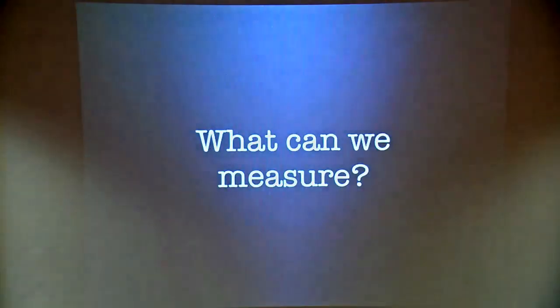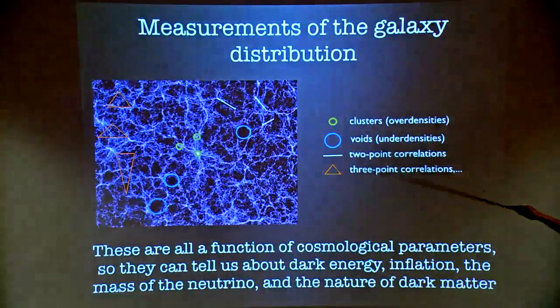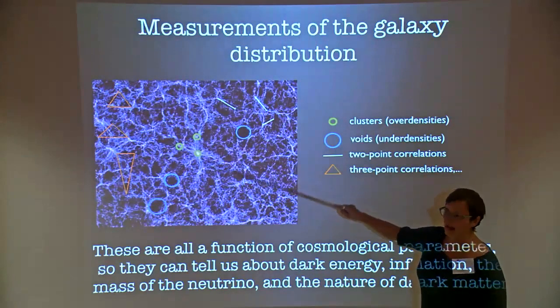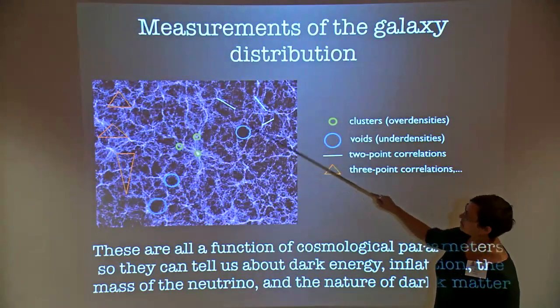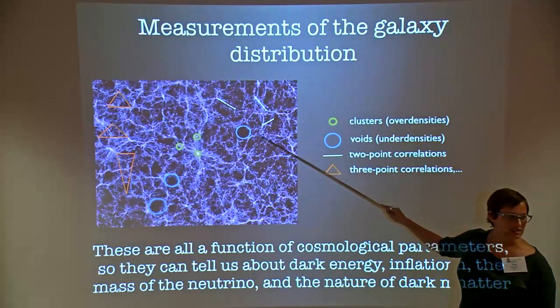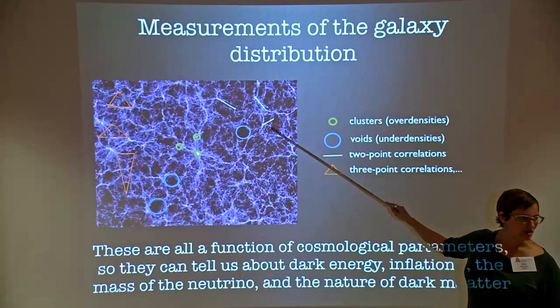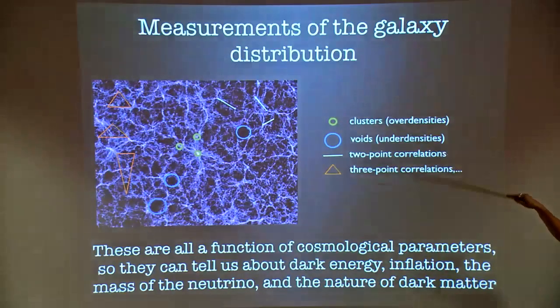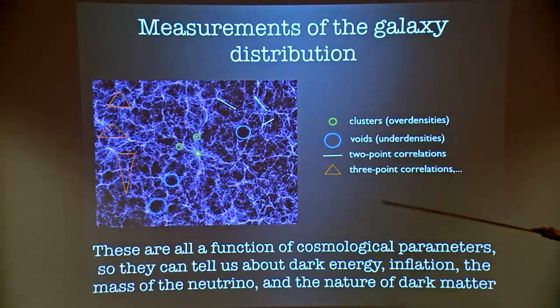Well, we can measure lots of things about this. We can measure the places where there's a lot of galaxies. We can measure the places where there's no galaxies. We can measure, if I have a galaxy here, am I more likely to get a galaxy over here or less likely than random. So those are the kinds of things that I can measure. All of these things are a function of those 6 numbers. Right? They are a function of those cosmological parameters.